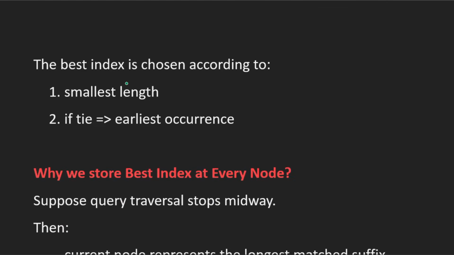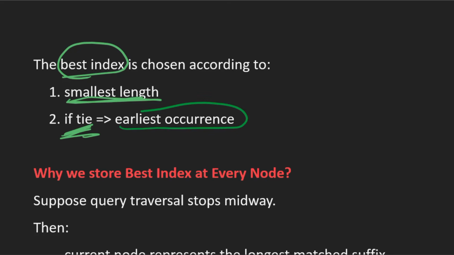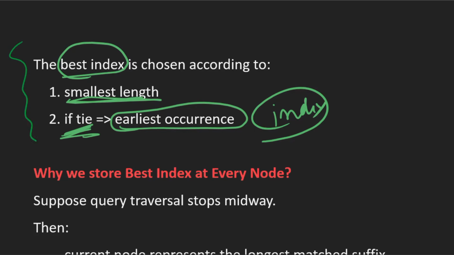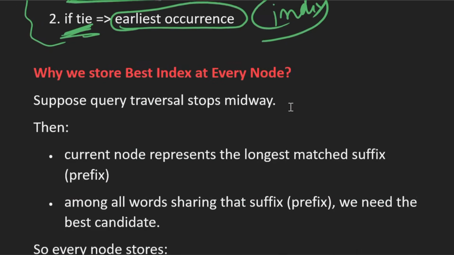And this best index is chosen based on our conditions. That is, we take the smallest length string, and if there is still a tie in the length, then we choose the one which occurs earlier in the container, or we can say whose index is smaller, right? So based on these two criteria, we are choosing the best index for the node, right?